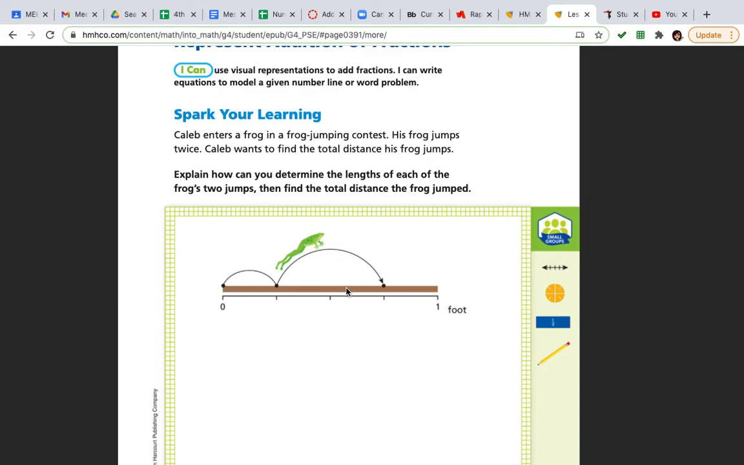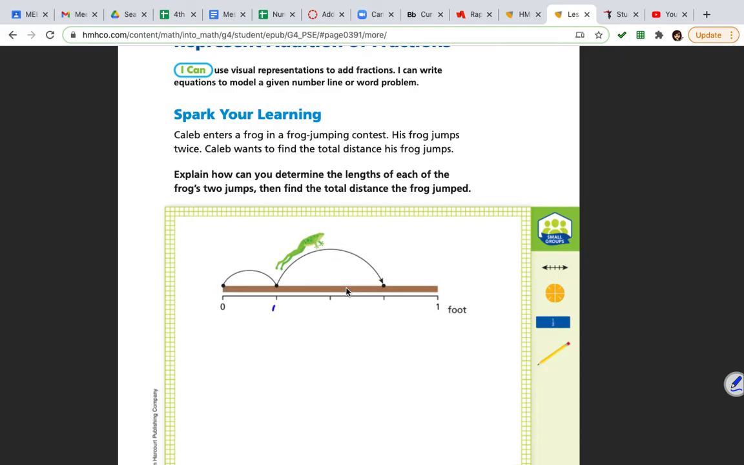So it says explain how you can determine the lengths of each of the frog's 2 jumps, then find the total distance the frog jumped. Alright, so we can see right here on the chart, we go from 0 to 1 foot, and it is divided into 1, 2, 3, 4 sections. So we have 4 sections, and we know it's counting by fourths. So if there's 4 equal lengths, then we know we're counting by fourths.